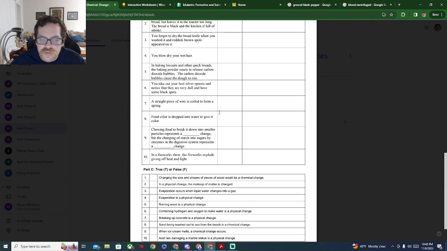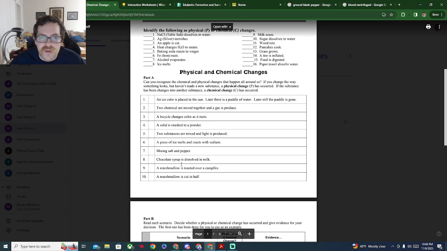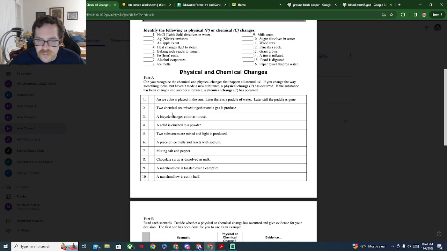All right, I'll go through these real quick, and then we will call it a night, because it is almost 11 p.m. An ice cube melts. Physical. Two chemicals are mixed together, a gas is produced. If you have a new chemical being made, right, that's a chemical change. Bike changes color as it rusts. Rusting is a chemical change. It's turning from iron into rust, or steel into rust, as steel is just iron with carbon.